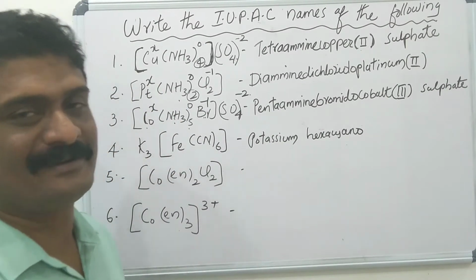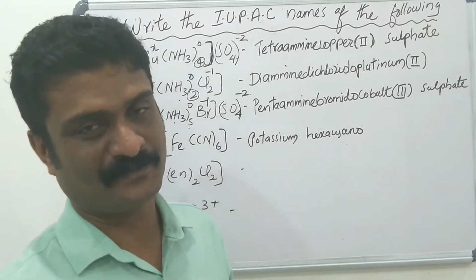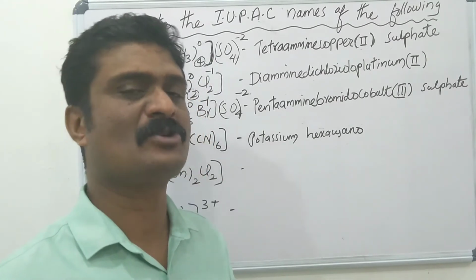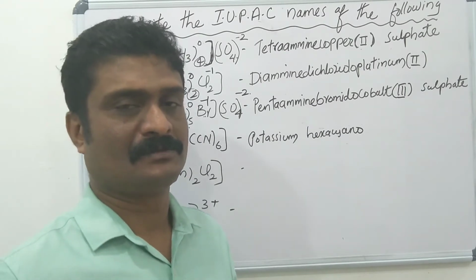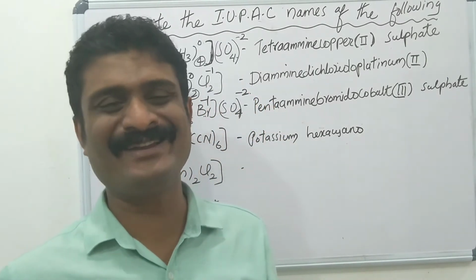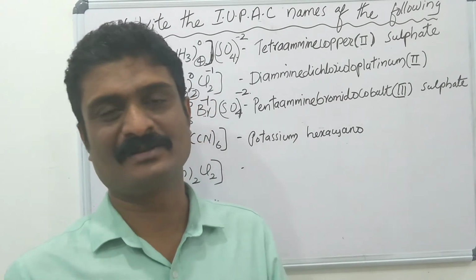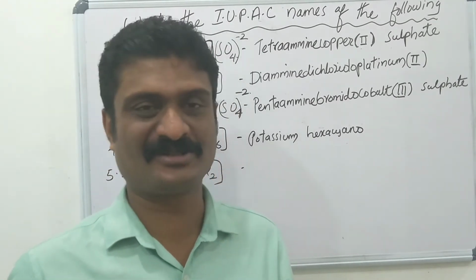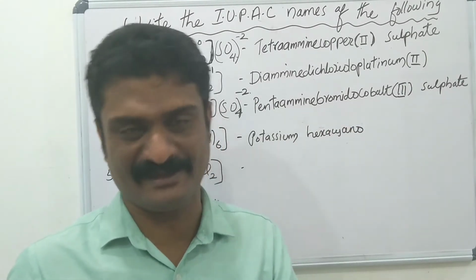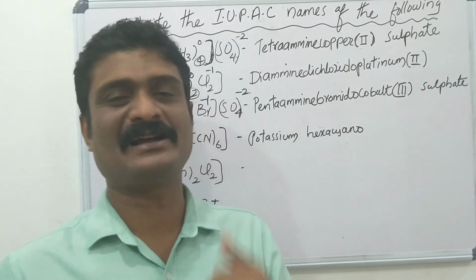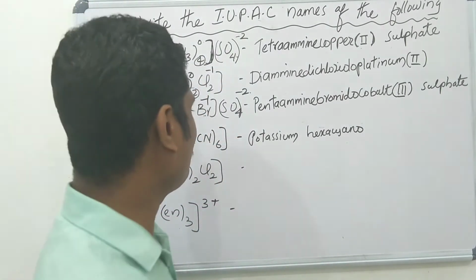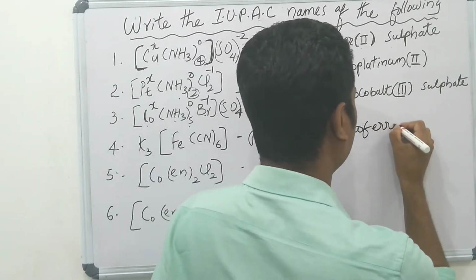Fe, its Latin name is ferrum. Already we studied the important rule: in the case of an anionic complex, the coordination entity carries a negative charge, and the name of the central metal ends in -ate. Fe is a Latin word, ferrum, iron. Then potassium hexacyanoferrate.